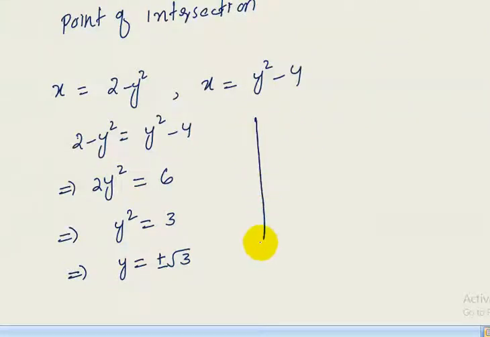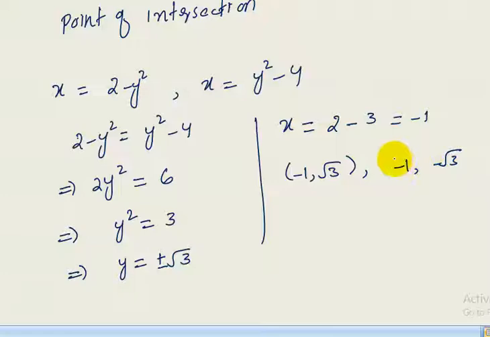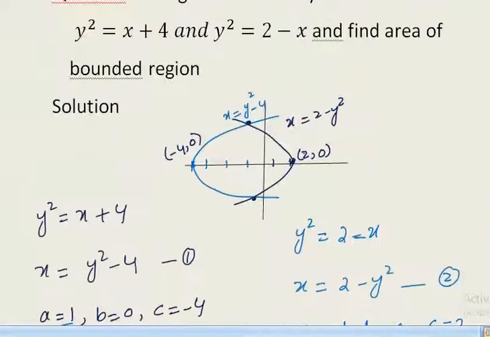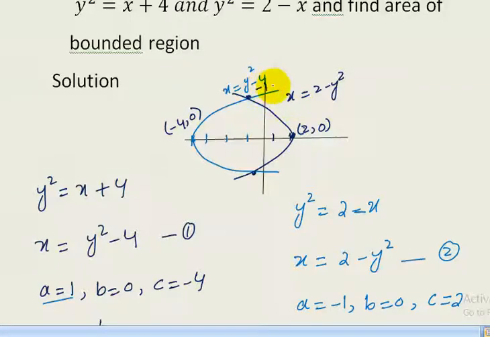Now, by putting these values in the above equation, we can find the value of x. So putting y is equal to plus minus under the root 3, x is equal to 2 minus 3, which is equal to minus 1. So our points of intersection are: one point is minus 1 comma plus under the root 3, and the second point is minus 1 comma minus under the root 3.